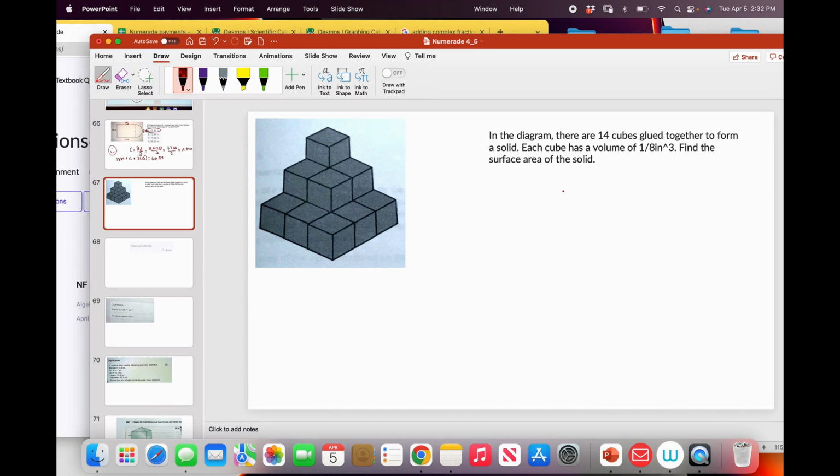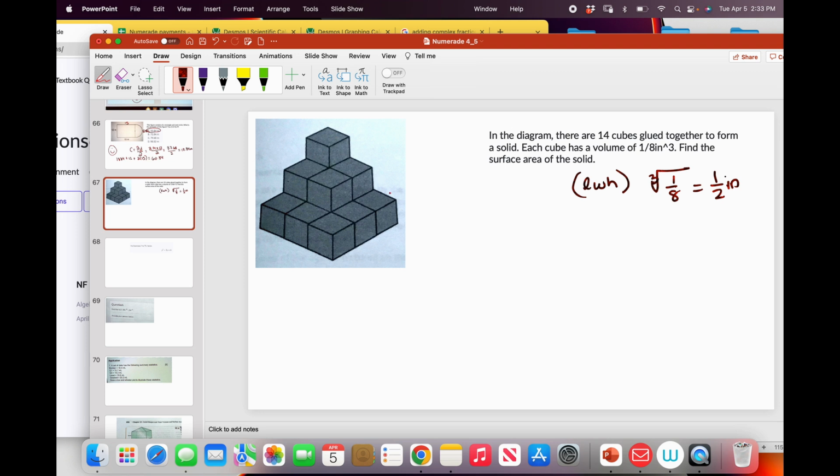Well, first of all, in order to get the volume, you're doing length times width times height. And so I'm going to find the cube root of 1/8, which equals 1/2 inch. So each of these sides is 1/2 of an inch, okay?